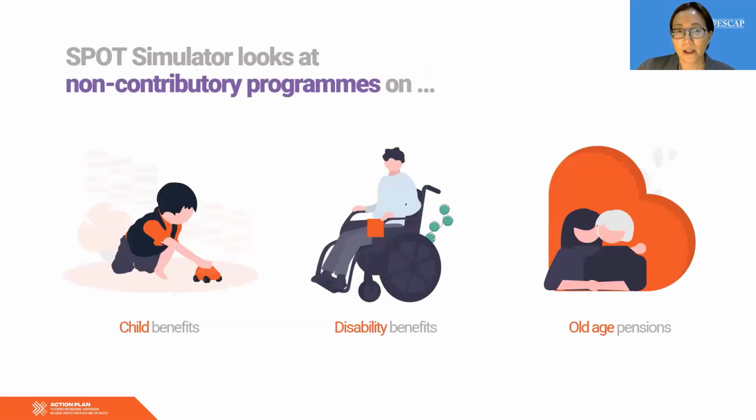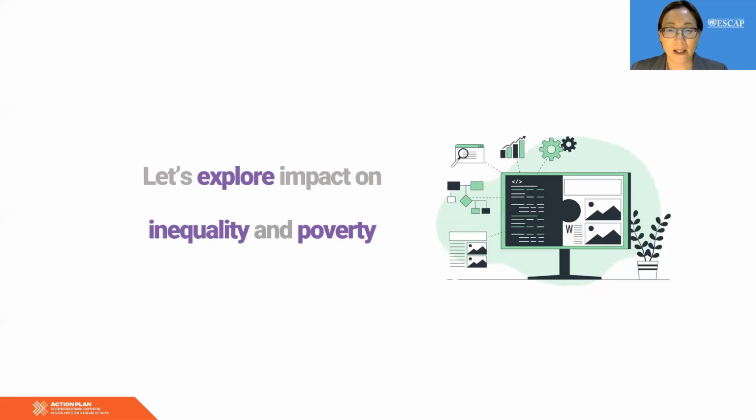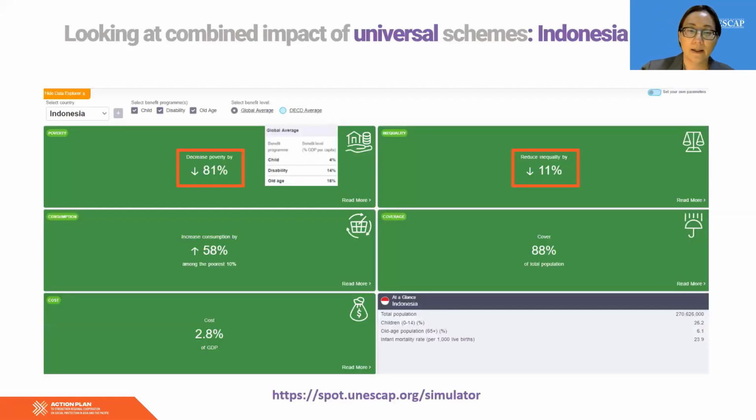The tool currently looks at 3 branches of non-contributory schemes in terms of child benefits, disability, and old age. And we are currently also adding maternity benefits to the scheme. So when you access the tool, it will bring you to a dashboard looking at, for example, if we select a country, in this case, the country example of Indonesia, we see the impact of providing a universal non-contributory benefit to all households with children aged 0 to 18, to all households with a person with severe disability, and to all households with a person aged 65 and older.